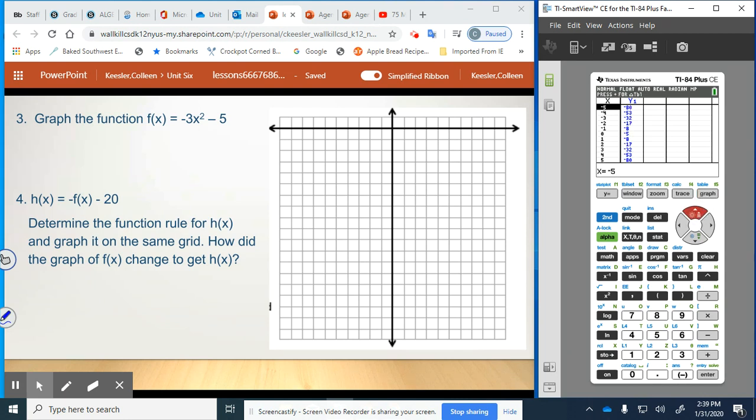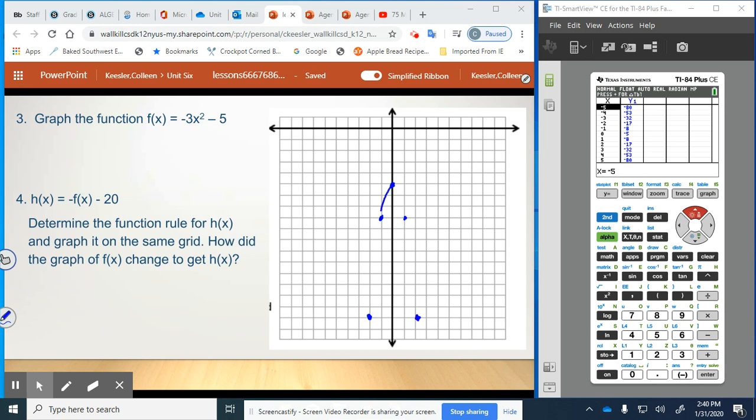So I see the vertex here at 0, negative 5. So we're going to start there and then build around it. 0, negative 5 is here. Then we have negative 1, negative 8, and positive 1, negative 8. And negative 2, negative 17, and positive 2, negative 17. So that's 8, 9, 10, 11, 12, 13, 14, 15, 16, 17 would be here, and then here.